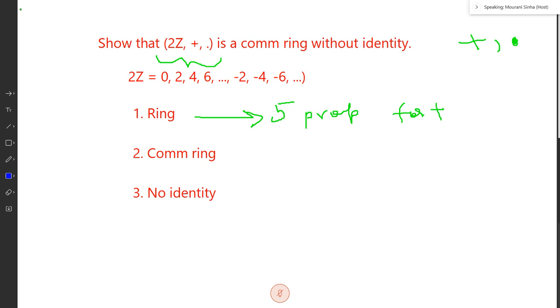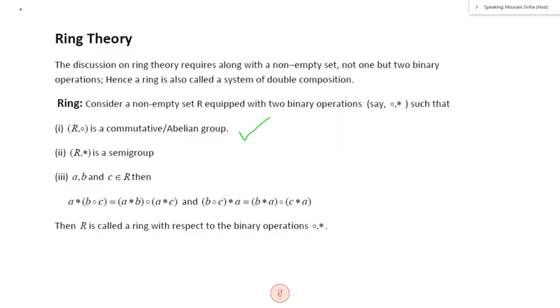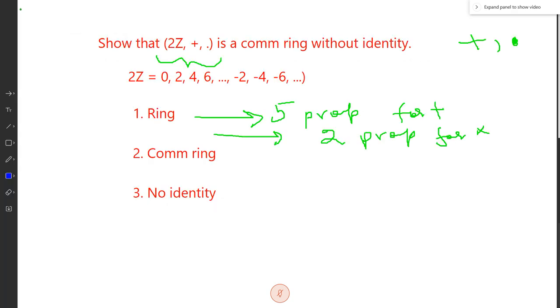First the 5 properties. Then you have to show 2 properties for multiplication. That is, you have to show that it is a semi-group. So this is your definition. Okay. So these are the 5 properties I'm mentioning, and these are the 2 properties, closure and semi-group. Okay. And then you have to go for the distributive laws. So here the third point is, after this, the distributive laws. So when I have shown all this, then it is a ring actually.